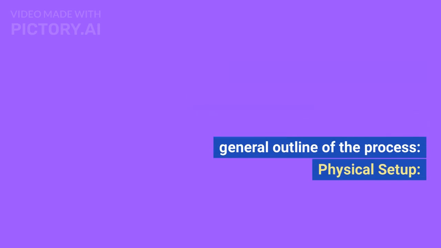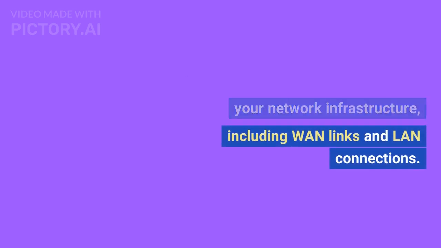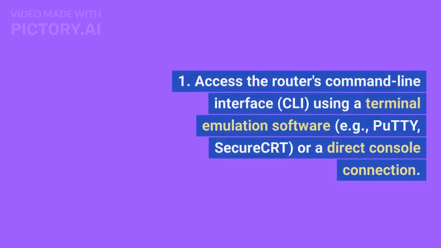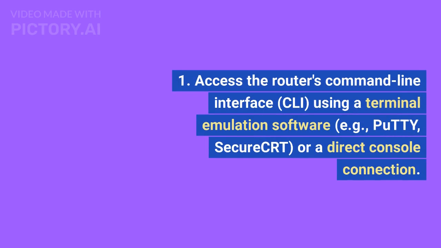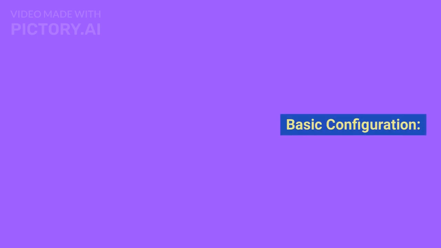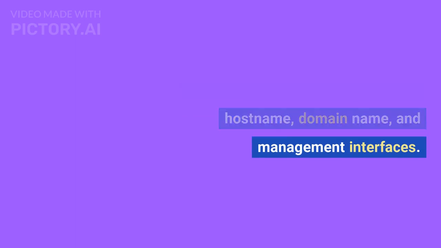the process. Physical setup. 1. Physically connect the router to your network infrastructure, including WAN links and LAN connections. Initial configuration. 1. Access the router's command line interface, CLI, using terminal emulation software, for example, PuTTY, SecureCRT, or a direct console connection. Basic configuration. 1. Configure basic settings such as host name, domain name, and management interfaces.